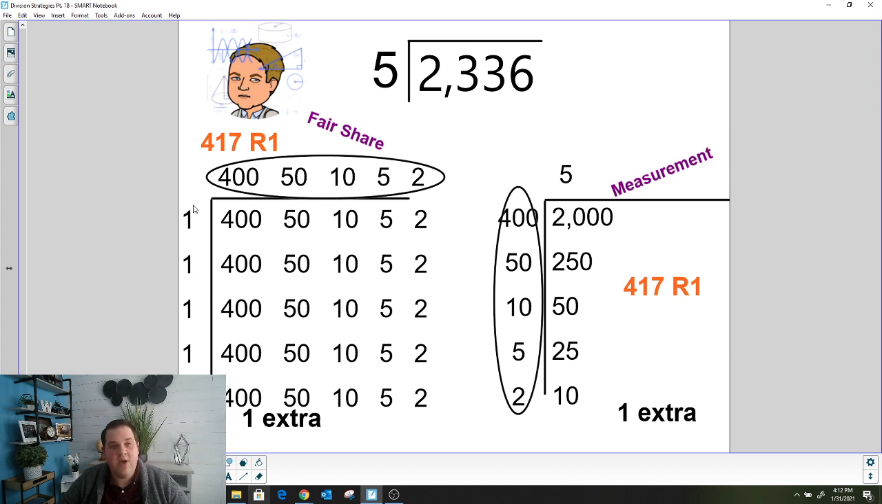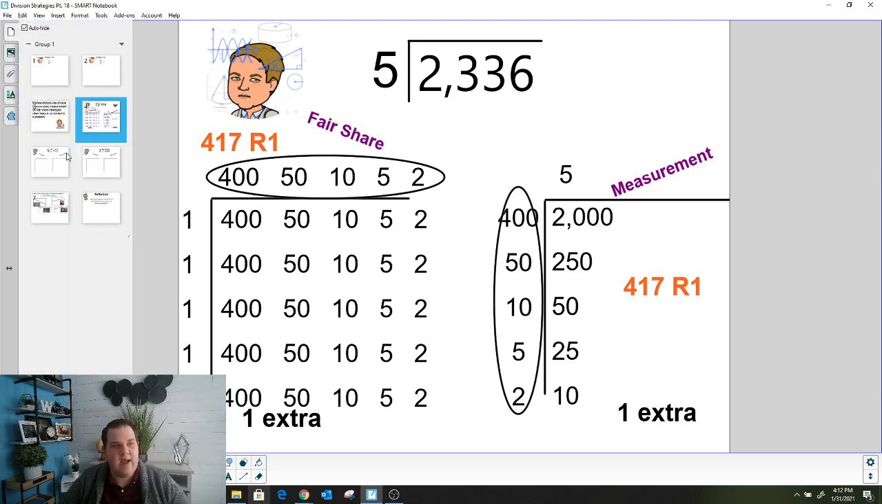Remember, fair share, we put the divisor in ones on the side, and then we share equal amounts with each group until we get as close to the dividend as possible. And then with measurement, we take that divisor and put it on top and multiply groups of 5 out until inside the array we get as close to 2,336 as possible. And again, you get the same answer both times. So we're going to practice that together today in mini lesson.